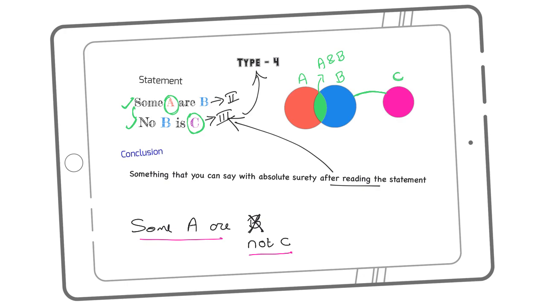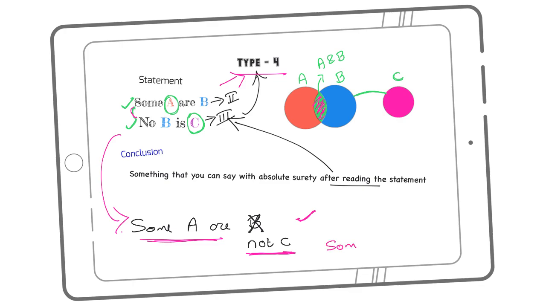And it is quite true as well. Some A are B means this part, and no B is C, which means these A which are B are not C. So I can surely say some A which are B are not C, or I can say some A are not C. This will surely happen if I combine these two statements of type 2 and type 3 to form a type 4. So remember: type 2 and type 3 give me type 4, which has only one conclusion, some A are not C.